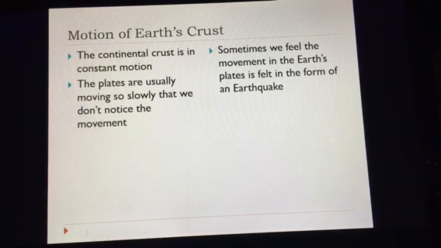Remember that our continent started as one huge, massive continent called Pangea, and we've kind of moved apart from there, and we're still moving today. And so we kind of see that going.